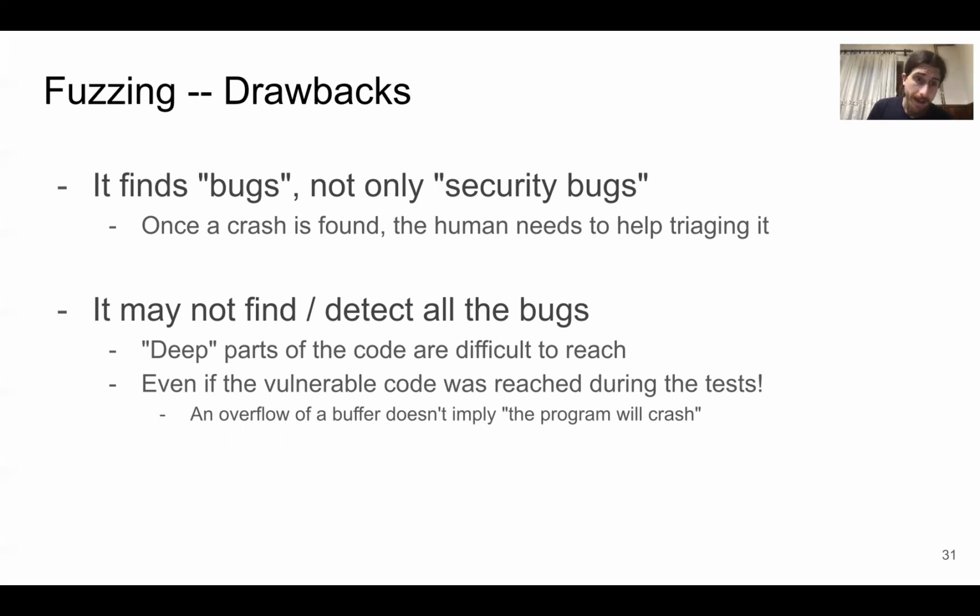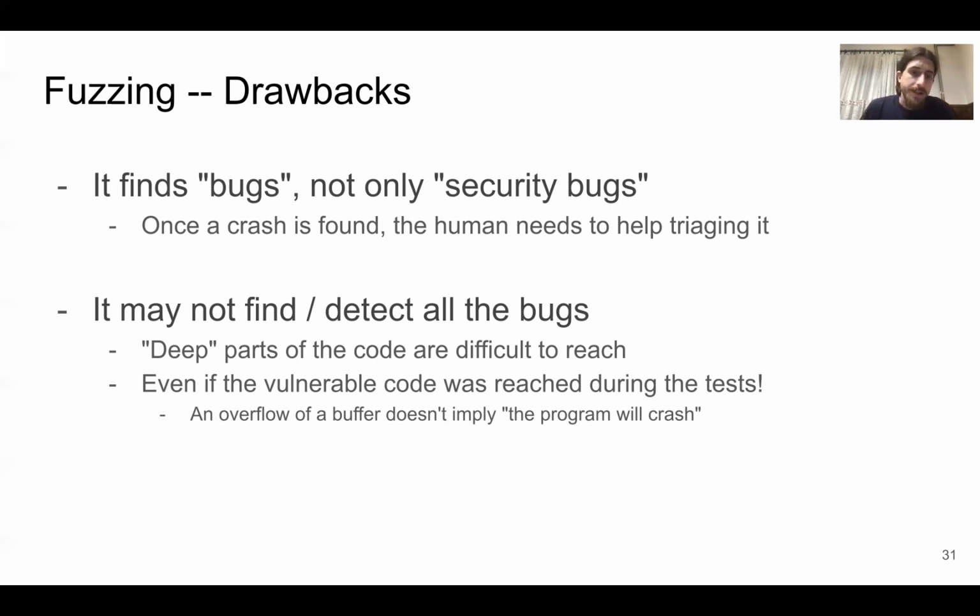The other big drawback, and it's huge, is that it may not detect all the bugs. There could be deep parts of the code that are difficult to reach with this kind of automatic and random test generation approach. So without the human telling the fuzzer to try to go in this specific direction, it may be difficult for a fuzzer to automatically find randomly a test input that actually reaches this point.